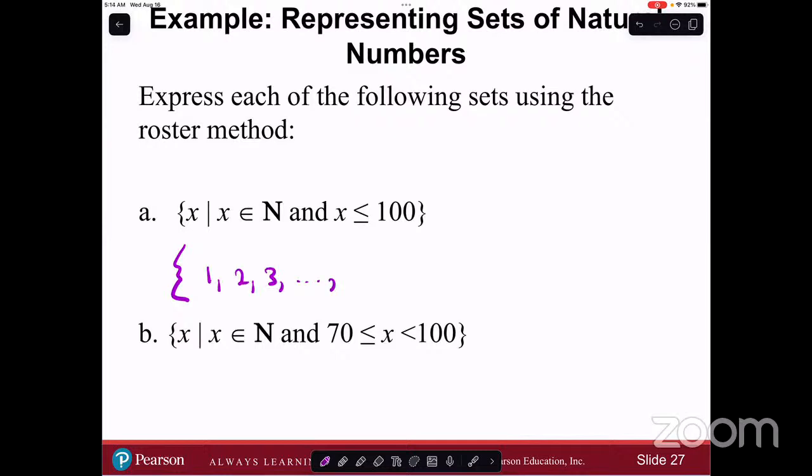Okay. x is a natural number and x is greater than or equal to 70 and strictly less than 100. So then that one will be 70, 71, 72, and we continue until we get to, if we can't be equal to 100, that means we'd stop at 99.